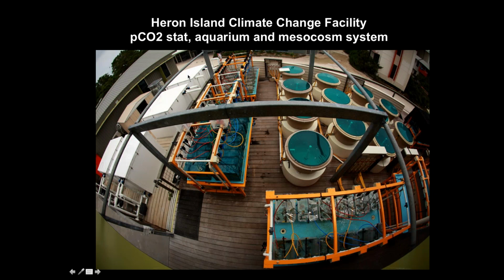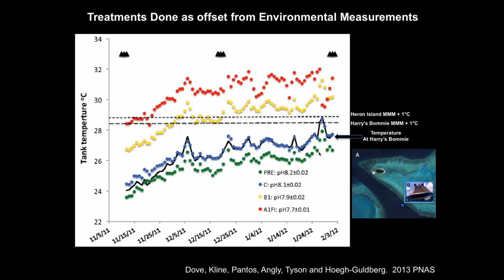So you can see there are these 4 massive 10,000 liter sumps where we manipulate both the pCO2 and the temperature, and then this manipulated seawater is distributed to 72 replicate aquaria, which are all color-coded, and also to these 12 500-liter mesocosm tanks where we can produce miniature coral reef ecosystems that can be exposed to our 4 different environmental scenarios.